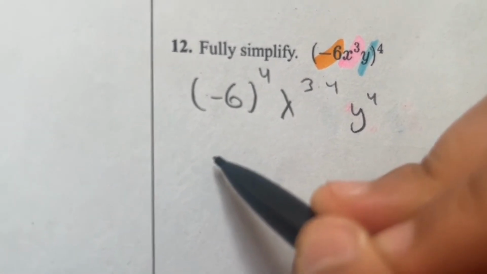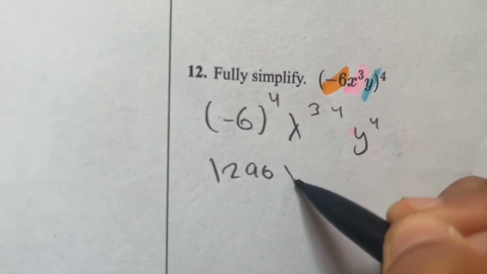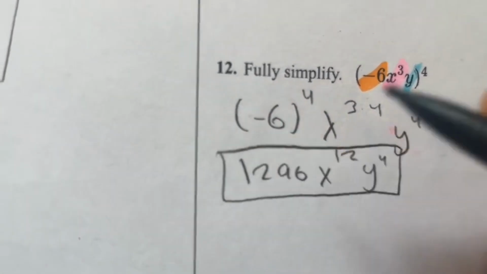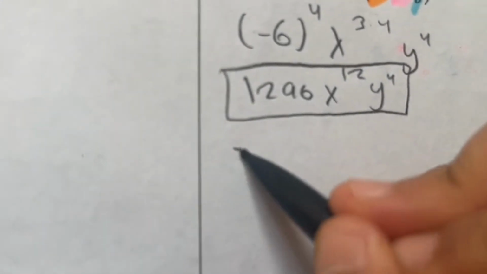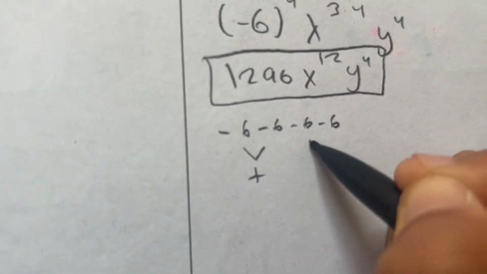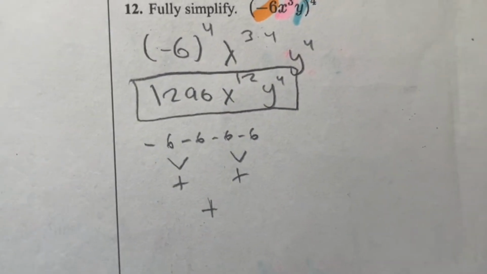You're going to want to type in a calculator. It's going to be 1,296. 3 times 4 is 12. And then y by itself. This is your final answer. And if you're wondering why it's positive, these turn positive and these turn positive. Positive and positive equals a positive. So just be careful, guys.